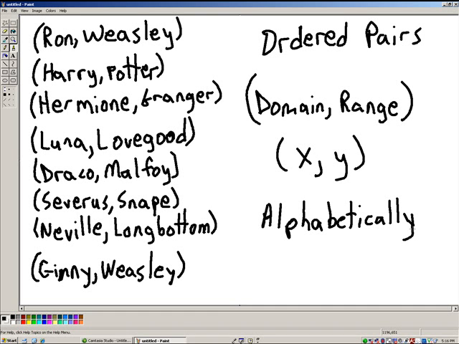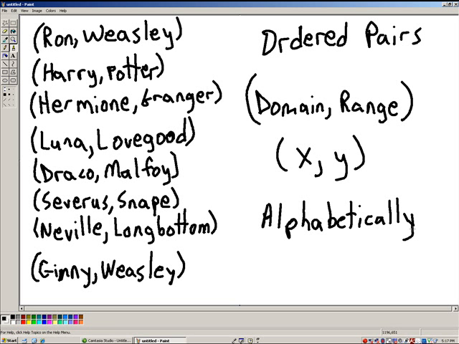These are ordered alphabetically. D comes before R, so domain comes before range. X comes before Y. It's alphabetical. So that's the order in an ordered pair, is the domain before the range, X before the Y.